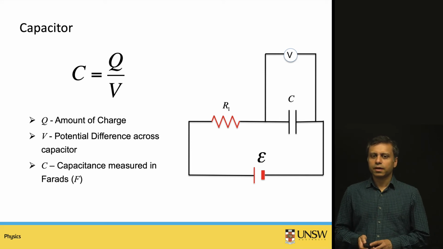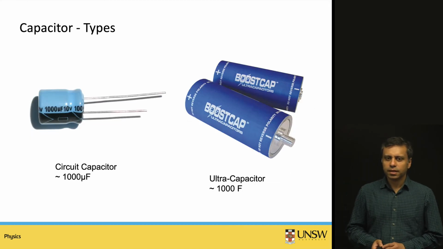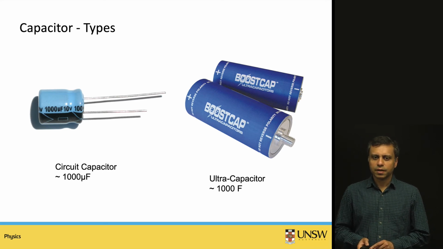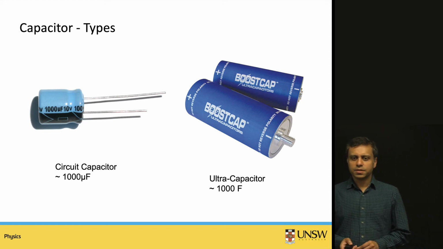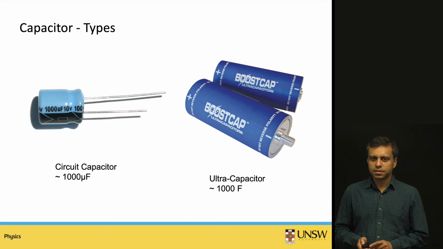Capacitance has the unit of farad. Farad is basically coulomb per volt. Capacitors can come in various geometries and they can have different magnitudes. Over here you see two examples of capacitors: one small capacitor with 1000 microfarad capacitance and a large capacitor with 1000 farad of capacitance.